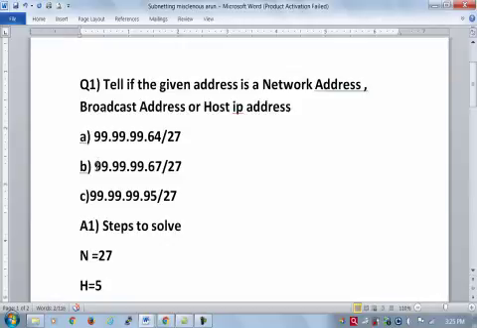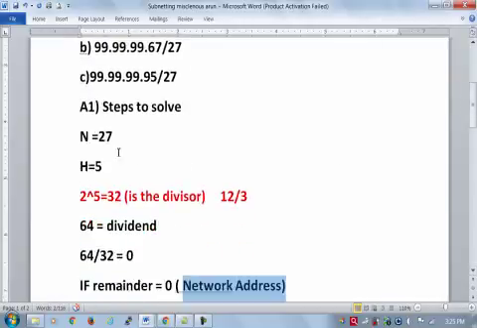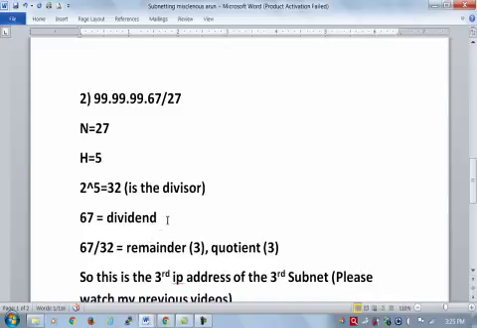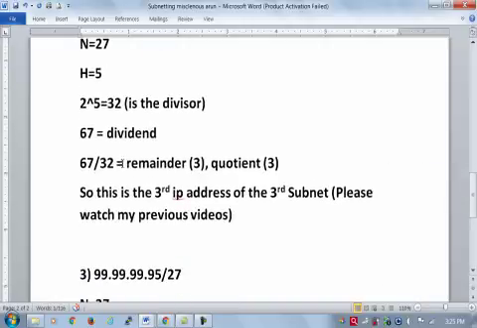The second address given over here is 99.99.99.67/27. Again the procedure will be the same. N is equal to 27, H is equal to 5. So my divisor is 2 raised to the power 5, which is 32. 32 is the divisor, but the dividend changes now, and the dividend now is 67. So again 67 divided by 32, I am getting a remainder which is 3, that is 32 into 2 is 64. So 67 minus 64, the remainder becomes 3, and my quotient is also 3.